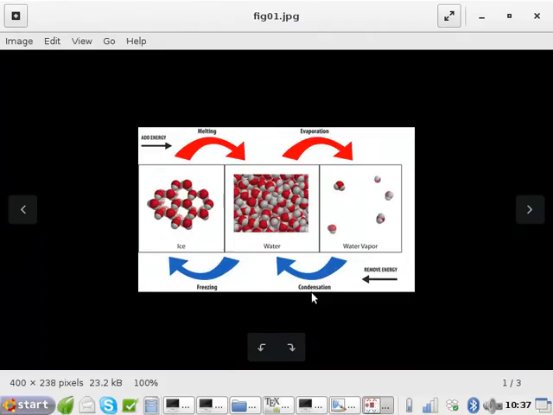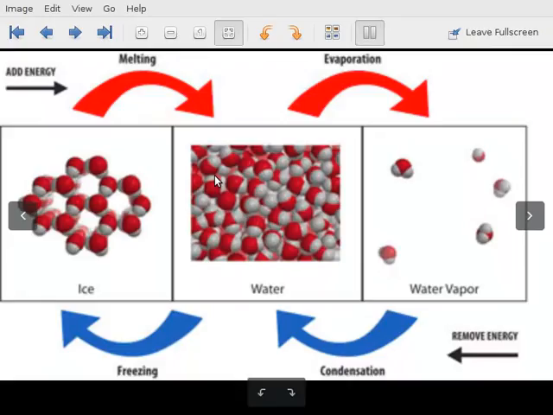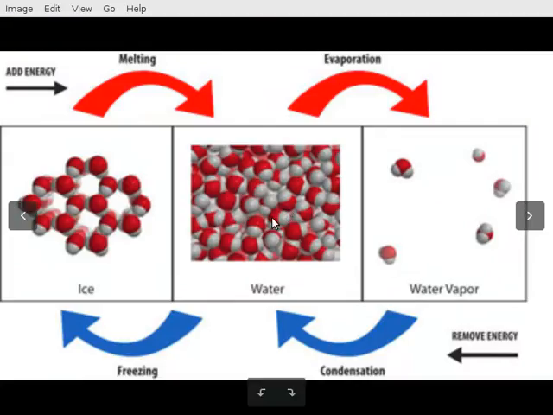Did you get these words as well? Condensation and freezing. Now, I said it earlier, but it is possible to have some materials go from solid straight to gas and skip being a liquid. You gave an example of this material. Do you know dry ice? So dry ice goes from solid to gas.